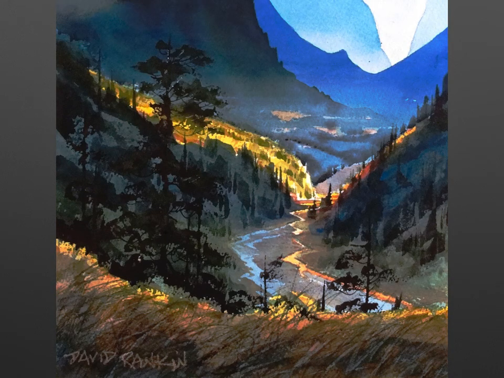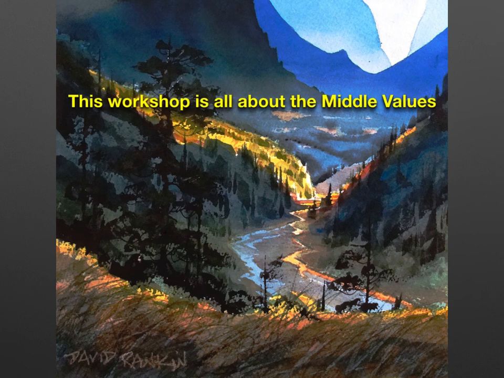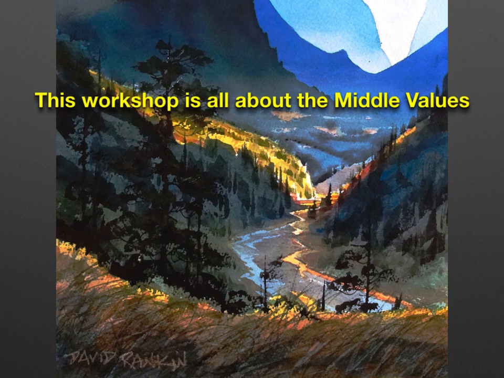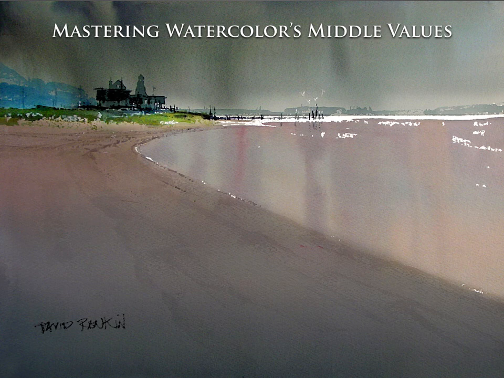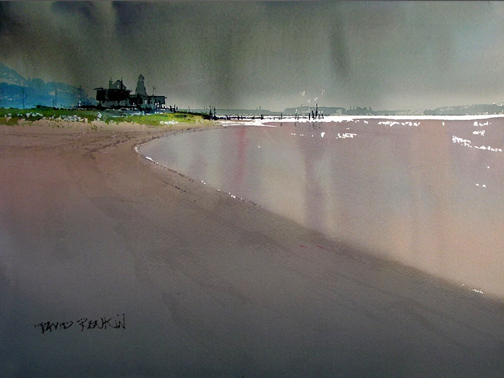Look at the visual impact here when we bring in the middle values. The darkest darks don't tell us much. It's the middle values that deliver the emotion. And so in this particular workshop, we're going to work on the middle values and the darkest darks and the manipulation of all of them so that a painting like this that has just a little bit of darkest darks and a little bit of white left in the painting, the rest of it is all middle values. And that's where the overall impact is.